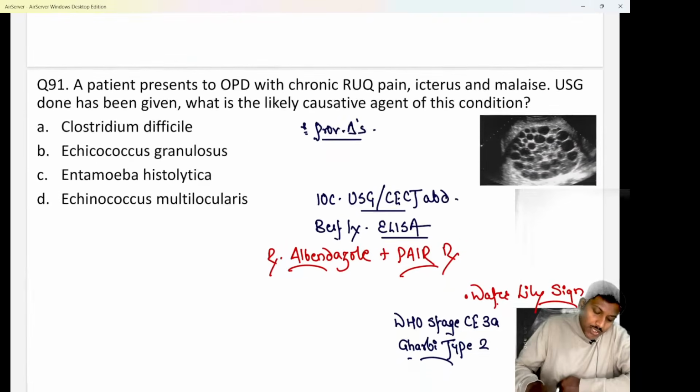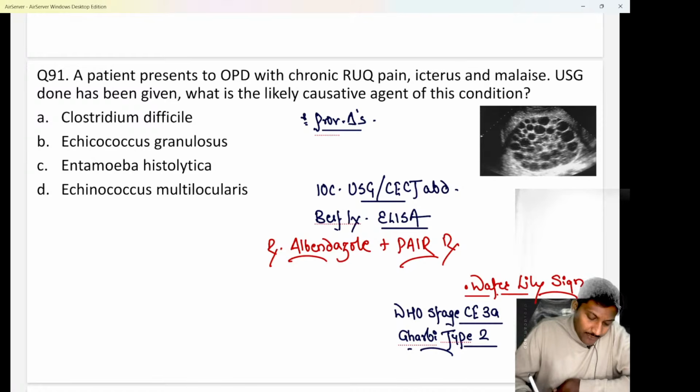Clear? Next, if they ask you about question number 91, that states a patient presents to the OPD with complaints of chronic right upper quadrant pain or chronic right hypochondrium pain. Along with that, there is icterus or jaundice, along with malaise. Malaise is a generalized weakness that we have. Ultrasound done has been given below. They are asking you what is the likely causative agent of this condition.